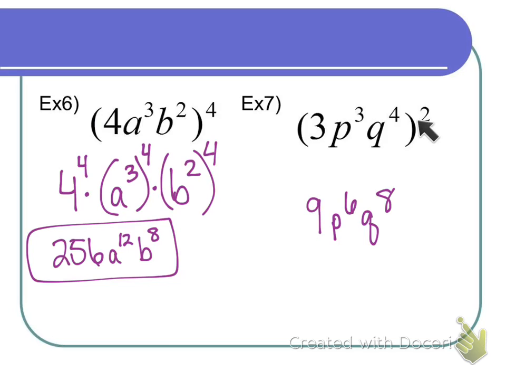If we give that exponent outside the parentheses to each part, we would have 3 squared times p cubed squared times q to the 4th squared. Okay, a number raised to an exponent we can evaluate. 3 squared is 9. A power raised to another power. What do we do with those? Multiply them, so we get p to the 6th. 4 times 2 gave us q to the 8th. Questions about 7? All right, we'll keep it moving then.